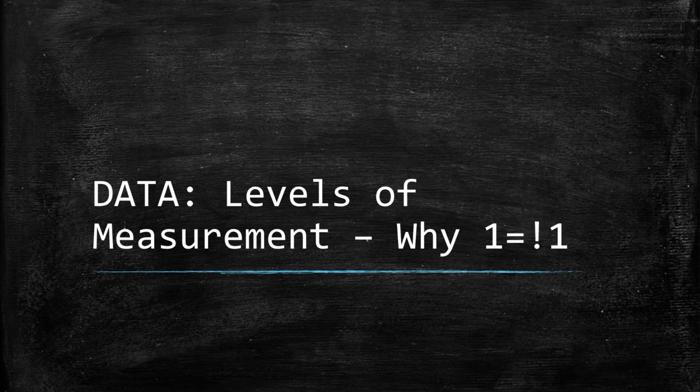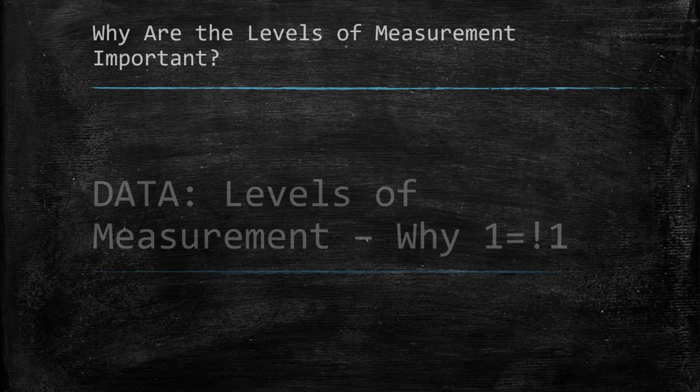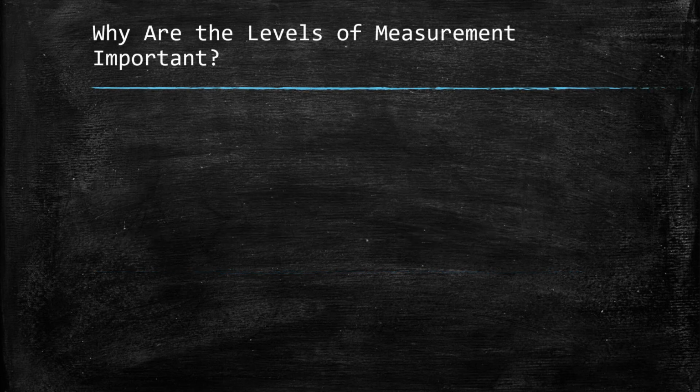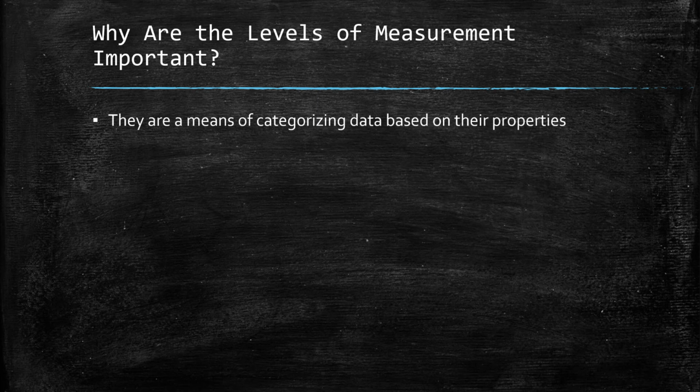We are back on the technical side of data with the levels of measurement. Why 1 does not equal 1. So diving straight into it, why are the levels of measurement important? Well, for starters, they are a means of categorizing data based on their properties. We have a way of systematically evaluating data and making sense of it.